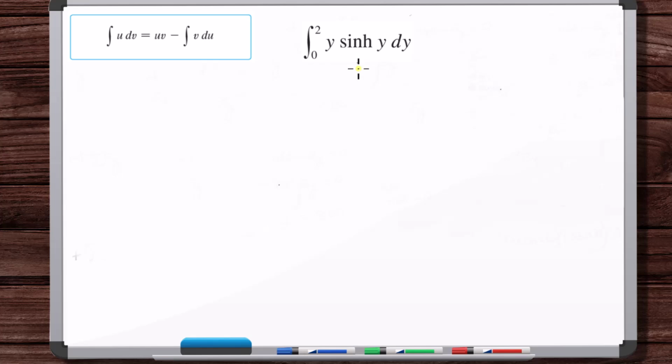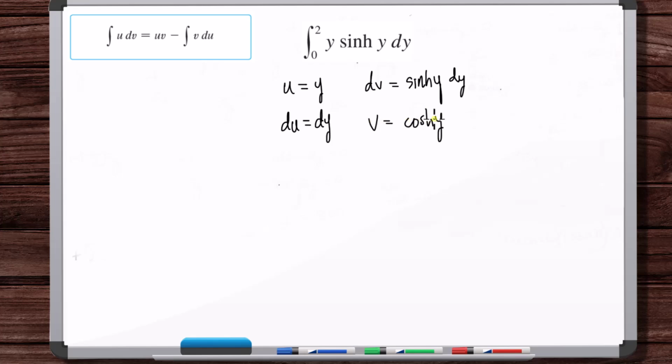I know with hyperbolic sine and cosine, the derivative of hyperbolic sine is hyperbolic cosine, and the derivative of hyperbolic cosine is positive hyperbolic sine. So let's make this the integral portion, because when we differentiate y, we just get 1. So u is equal to y, du is equal to dy, dv is equal to hyperbolic sine of y dy, so v is just hyperbolic cosine.